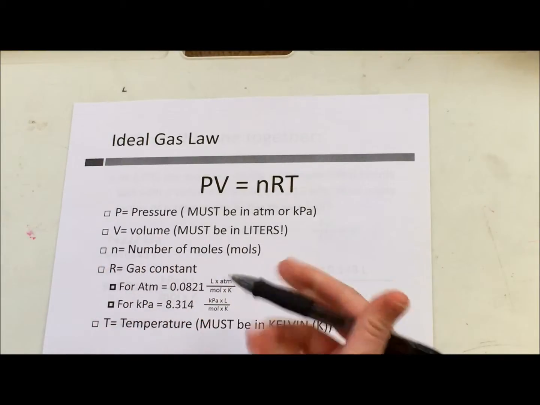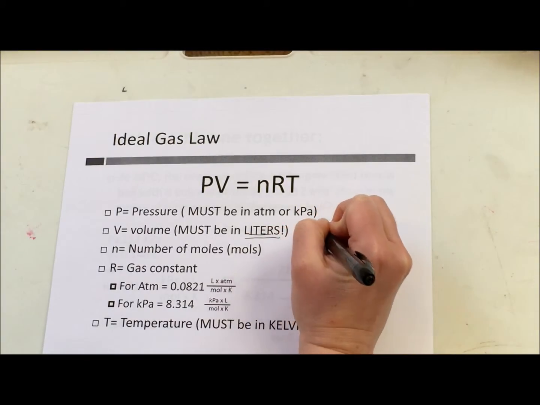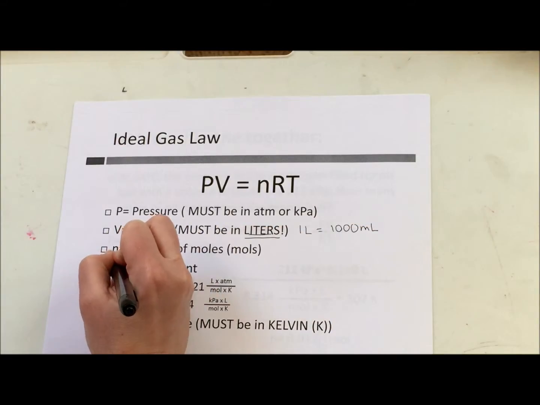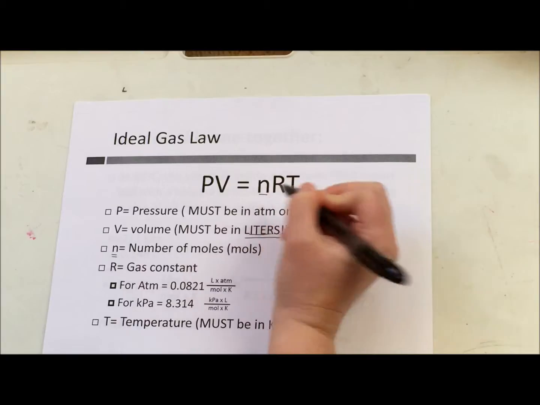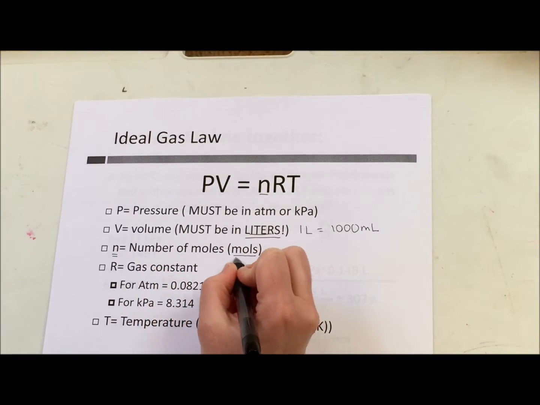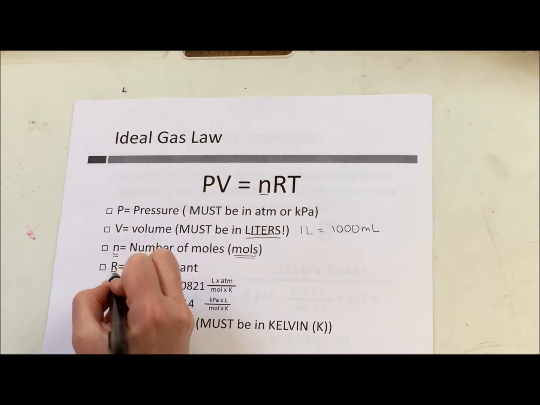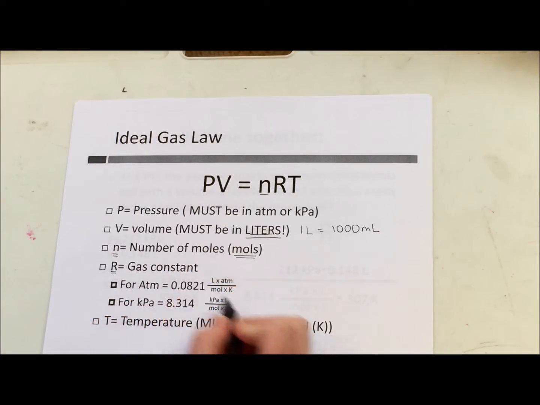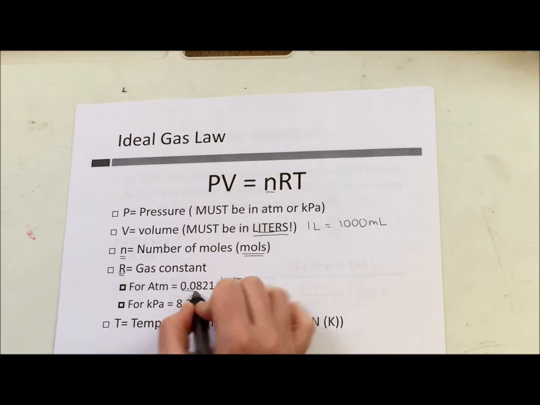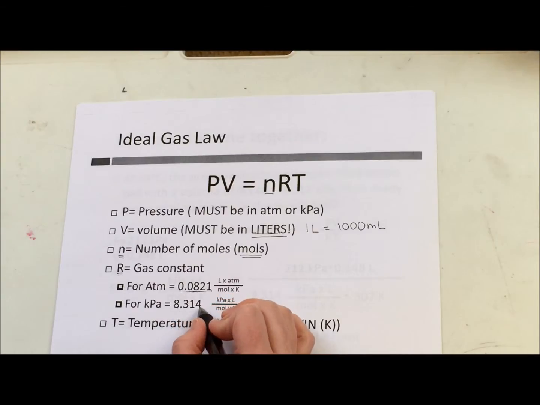Volume must be in liters. So that's a key point that we have here. Don't forget that for every 1 liter, it's 1,000 milliliters. Okay, introducing our new variable is our N. Our N represents the number of moles. So make sure that if you're looking for N, you're looking for how many moles. Our new letter also is R. R is a gas constant, so it doesn't change, but it's key to know that for atm, it's going to be 0.0821, and for kPa it's going to be 8.314.